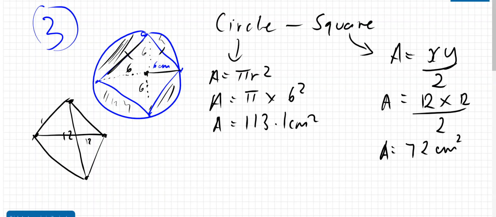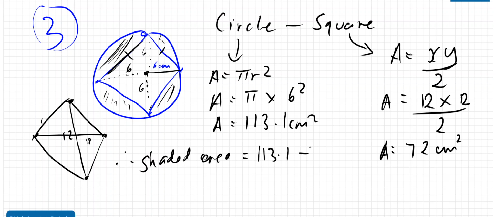Okay, so now I've got my area for my circle and the area for my square. Final step is to subtract. So I'll just say shaded area. Therefore, shaded area is equal to 113.1 take away, so the bigger circle, take away the square, which is smaller. So my area will be equal to 41.1 centimeters squared. That's to one decimal place.